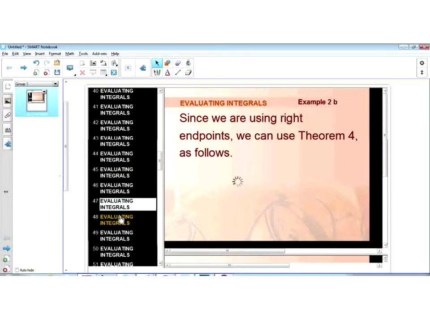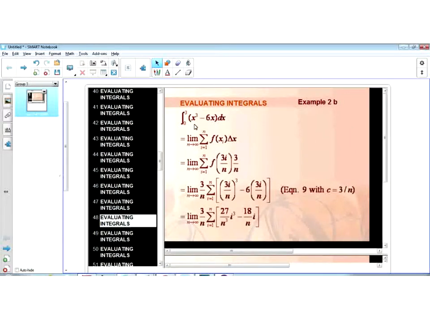Since we're using the right endpoints, we can use the right sum, which is what theorem 4 is. So the definite integral of x cubed minus 6x dx is equal, by definition, to the limit as n approaches infinity of the sum from i equals 1 to n of f of x sub i times delta x. So we replace x of i. x of i is equal to 3i over n. It's just i delta x, right? x sub 1 is delta x.